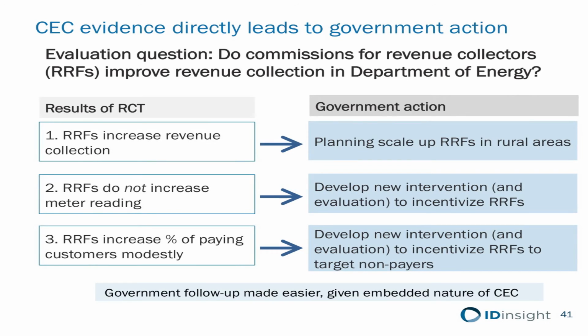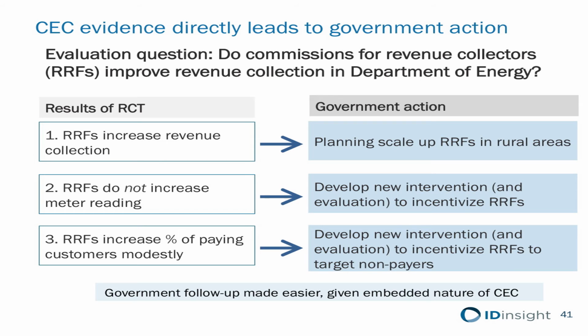And that's one of the biggest hindrances in actually improving energy distribution. So they wanted to know if we provide incentives or give commissions for our revenue collectors, will that improve how much revenue we're actually bringing in? So there are three results of the RCT. The first was that, yes, it does increase revenue collection. They use that information to start scaling up in the state.